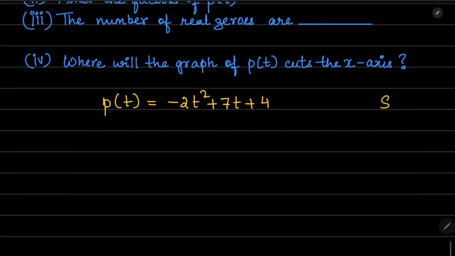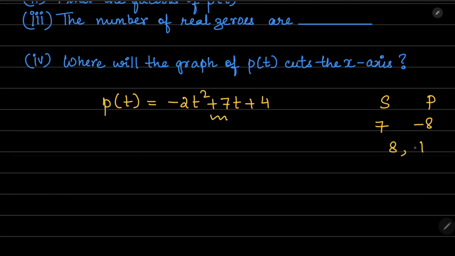Let's use the middle term splitting. Get a sum and get a product. So what is the sum? Sum is nothing but your b value, the coefficient of t, which is 7. What is product? A into c. So A is minus 2 into c is nothing but the constant. So minus 2 into 4 is minus 8.